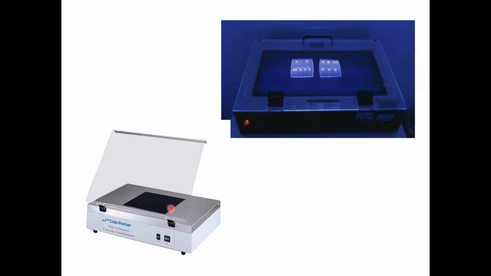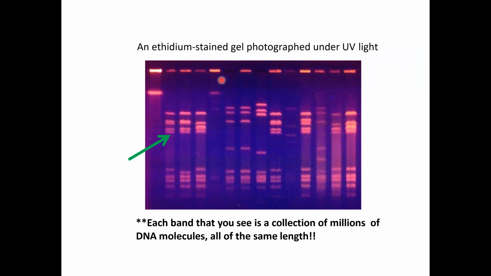So this is the machine, but I'm not using this machine, I'm using the big machine. This is just an old machine, but it's quick and easy to use. But yeah, this is the photo prep for the visualization of your gel electrophoresis. So now we have here the sample scanned or photographed under the UV light, using an ethidium-stained gel.